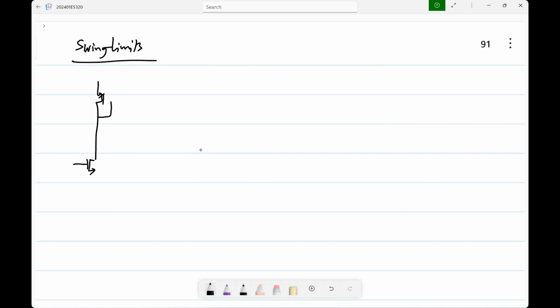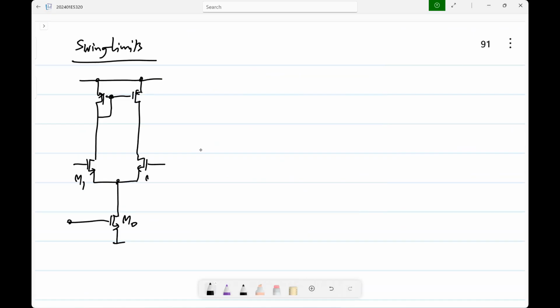Any common mode analysis with this structure can be done by shorting the drains of M1 and M2, because if you have only common mode input, then these 2 voltages will be the same in the absence of mismatch.